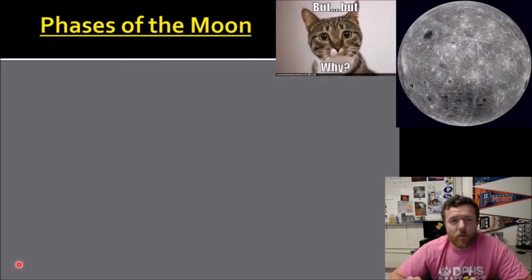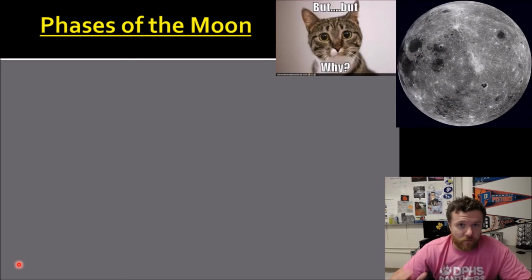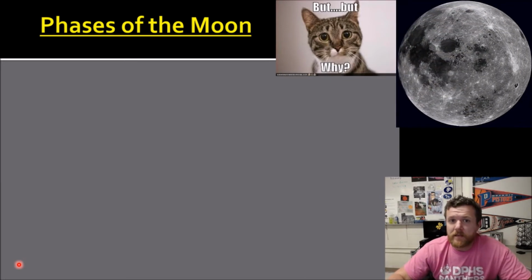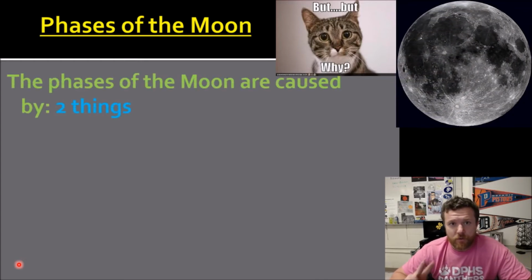This little kitty cat wants to know why this happens. Why do we get different phases of the moon? It has nothing to do with the Earth blocking any sort of sunlight. That's called an eclipse. We've already talked about that. It has to do with two things.